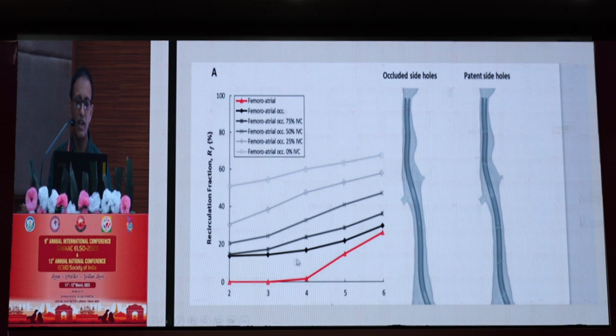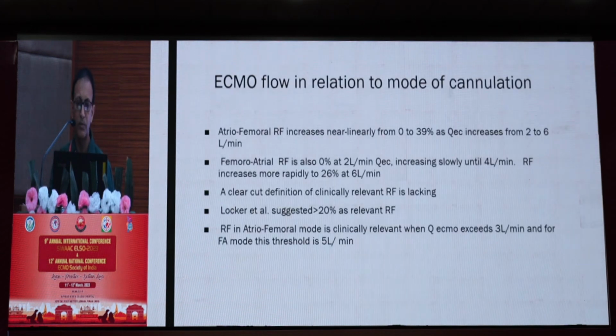If you see here, as you occlude the side holes of the femoral cannula, or any cannula, in fact, here we've shown the femoroatrial configuration. As you occlude the side holes, the recirculation actually gradually increases. As you occlude by 25%, 50%, 75%, it's just going up and up.